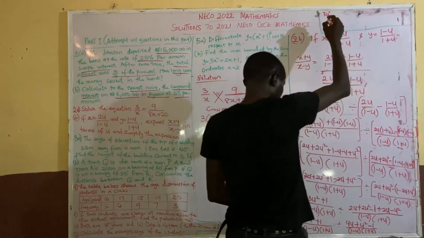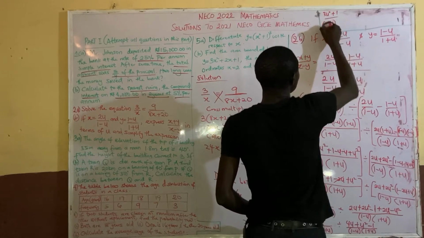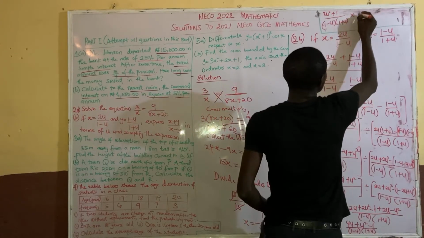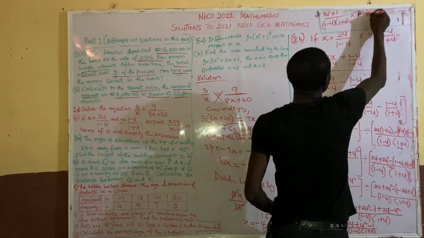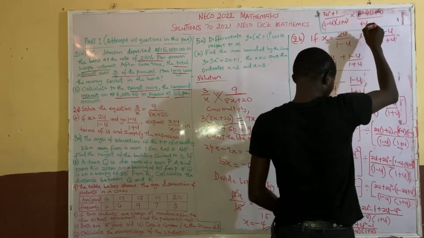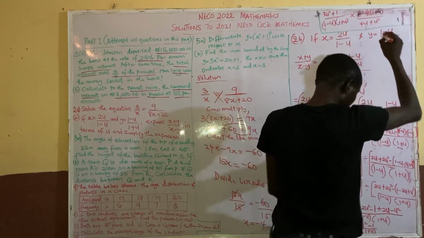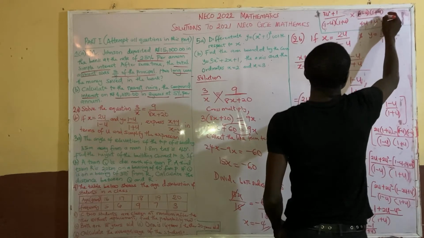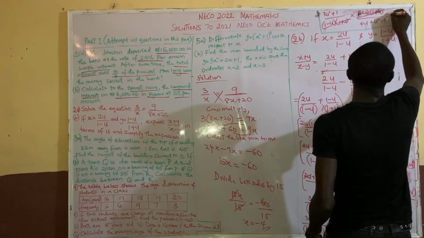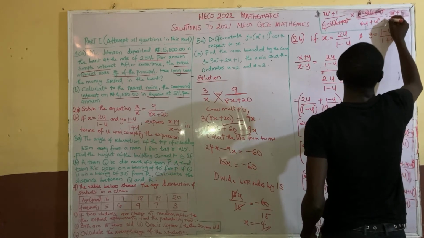3u squared plus 1 all over 1 minus u, 1 plus u, multiplied by 1 minus u, 1 plus u all over 4u plus u squared minus 1. So when you do this one, automatically we cancel this. So the final answer here is 3u squared plus 1 all over 4u.